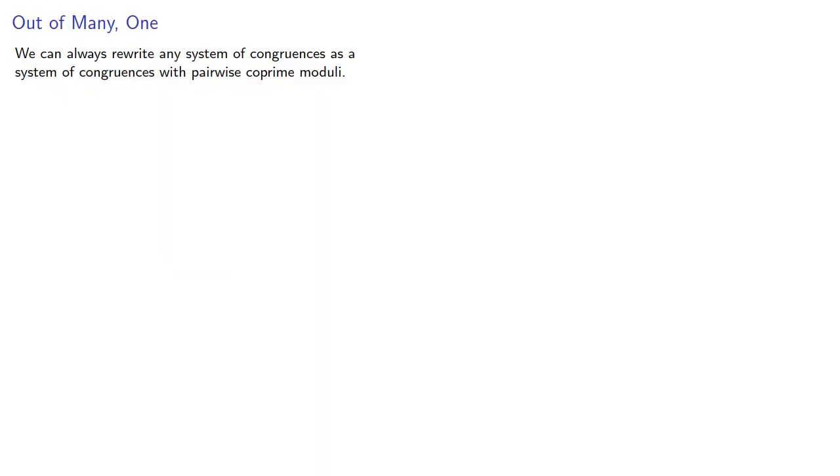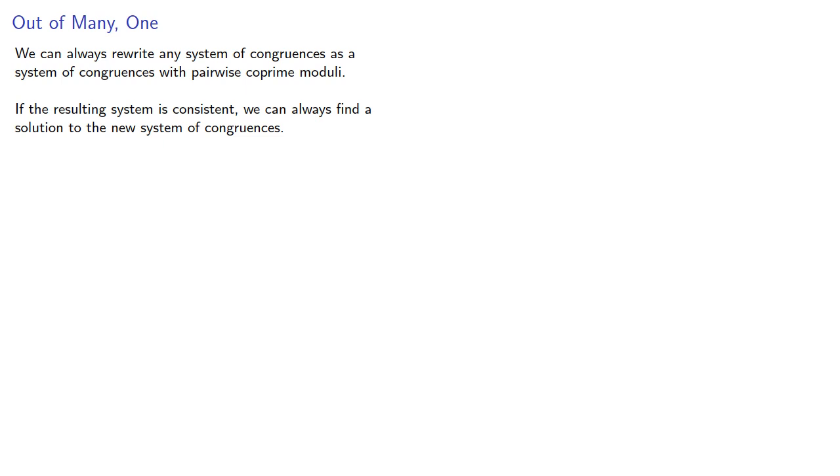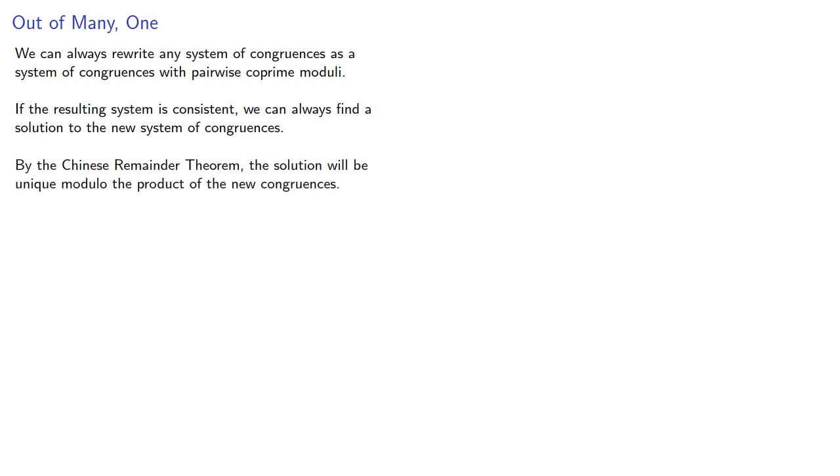Now, we can always rewrite any system of congruences as a system of congruences with pairwise coprime moduli. If the resulting system is consistent, we can always find a solution to the new system of congruences. By the Chinese remainder theorem, the solution will be unique mod the product of the new congruences. But will it solve the original system of congruences? Let's take a look at that next.